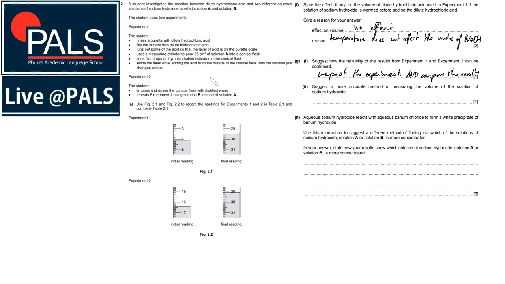Now, this is actually a very common question as well. We can see that the student used a measuring cylinder to pour the solution into the conical flask. What is more accurate than a measuring cylinder? A volumetric pipette.